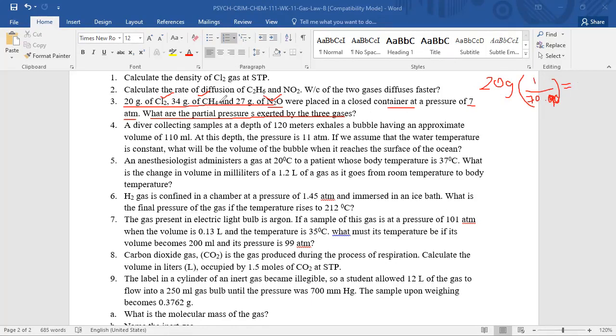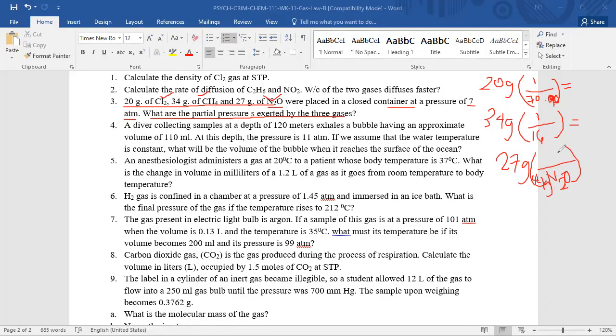Next, methane. Methane is 34 grams. So 12 plus 4 is 16. 27 grams, N2O, hindi pala NO2, N2O. So nitrogen is 14 times 2 plus 16. So that is 44. And then compute natin separately.